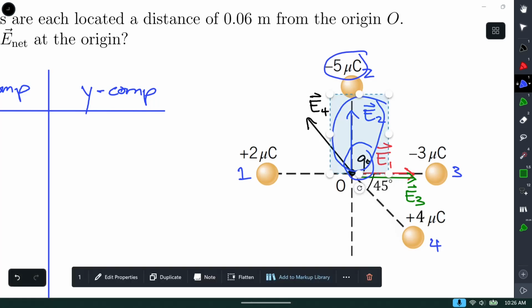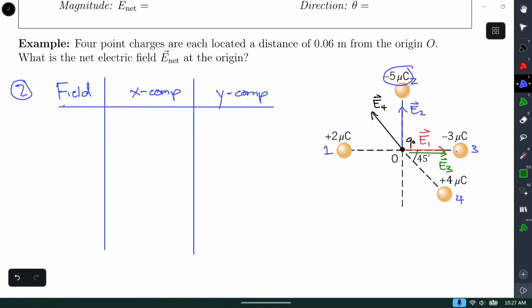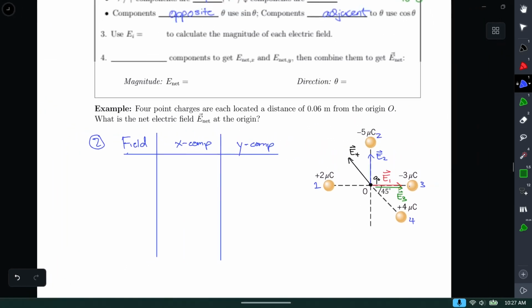That's where electric field 2 comes from. Charge 3 is also going to pull the little test charge towards it, so E3 is to the right. And then charge 4 is going to push the little positive test charge away from it, which is why E4 is away from charge 4. It's going to push little Q0 in that direction. So that's how I got all of those directions.